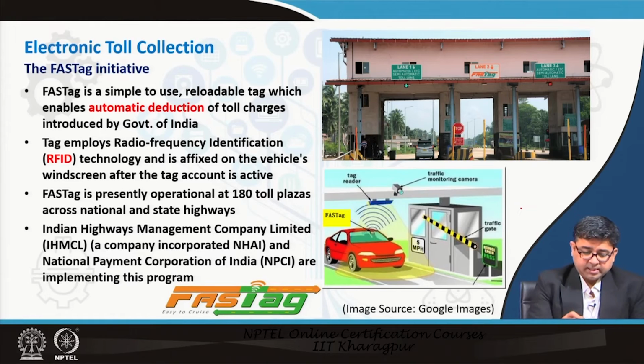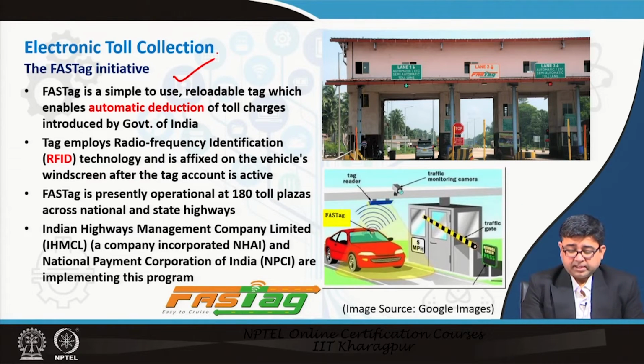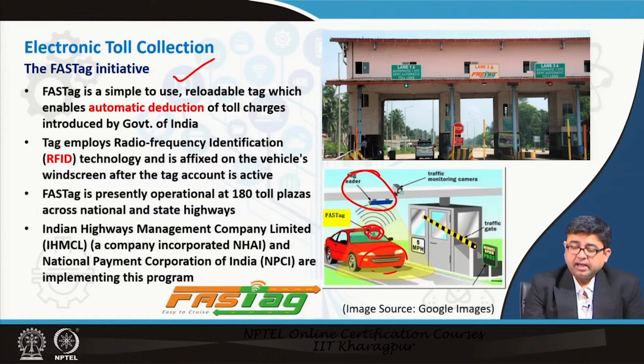So, FASTag, like I said, is the one that the government of India has now introduced. You have this FASTag sticker or tag on your windshield that is read by the tag reader on top of the toll plaza, and once everything is normal, it detects that this is the right vehicle for which the tag is given, and also that your bank account has sufficient balance, and then the traffic gate automatically opens up and you can go on.